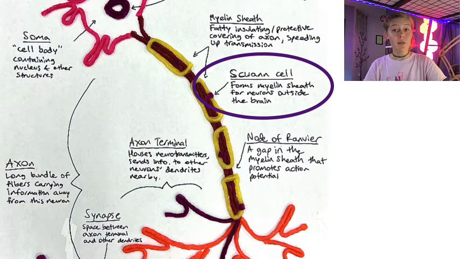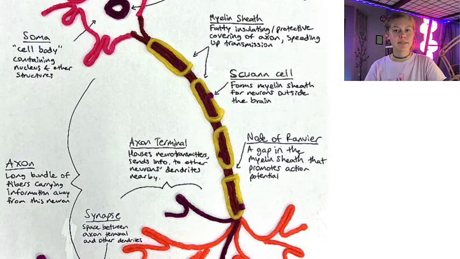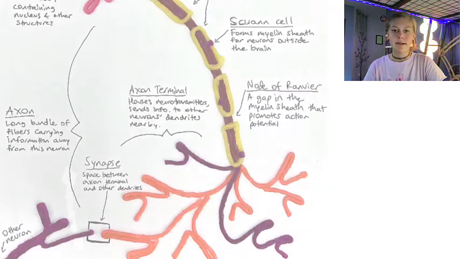So the Schwann cell now, that's what forms the myelin sheath for neurons outside the brain. So that's an important distinction. Inside the brain, there are glial cells, which create several myelin sheaths, but Schwann cells just create one, and of course, an important part of the neuron.